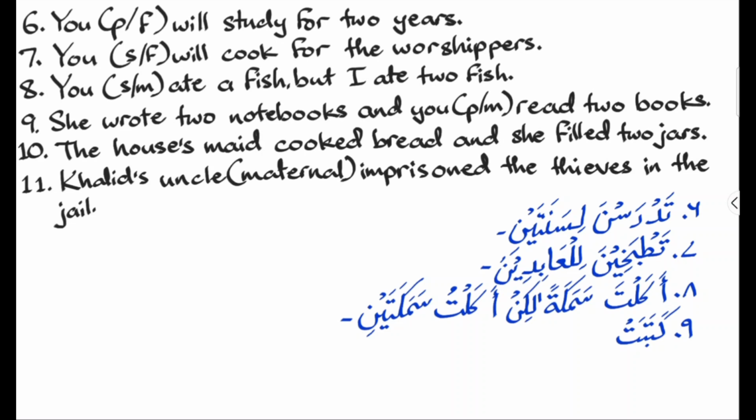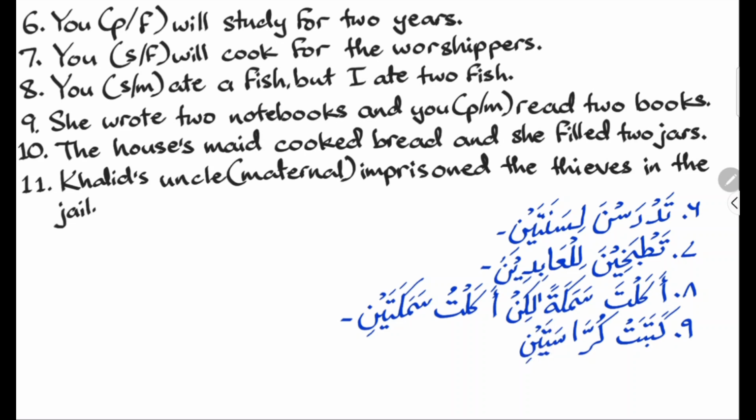The dual for that, the tathniya for that, is kurrasatani or kurrasataini. Here 2 notebooks is the maf'ul, which means it's in halatul nasab. Anything in halatul nasab or halatul jar, if you're bringing tathniya for that, you have to bring a ya and a nun instead of an alif and nun. So you're not going to say kurrasatani. In fact, you're going to say kurrasataini. Katabat kurrasataini.